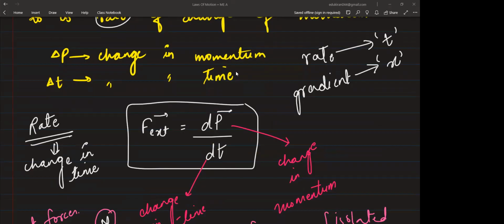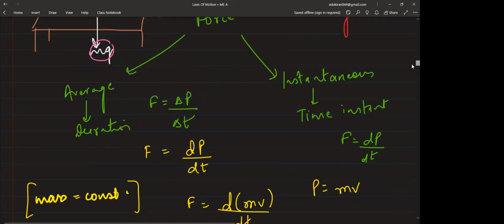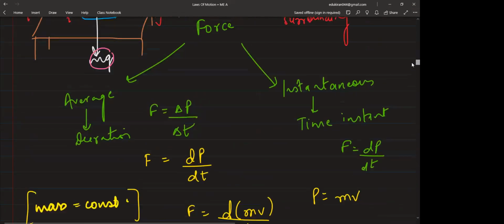Now the question comes: when to use delta P by delta T, and when to use dP over dt? I will tell you later. Rate is change over time, P is the change in momentum, T is the change in time. You can ignore this right now. The main question that arises is when to use delta P by delta T and when to use dP over dt.